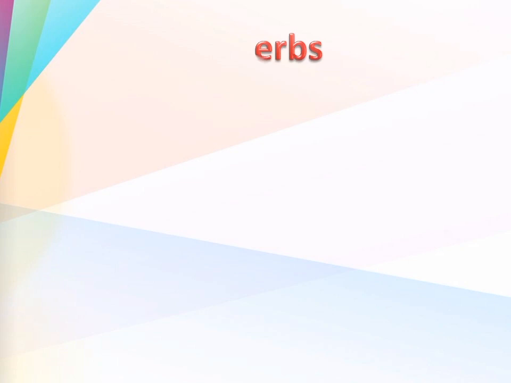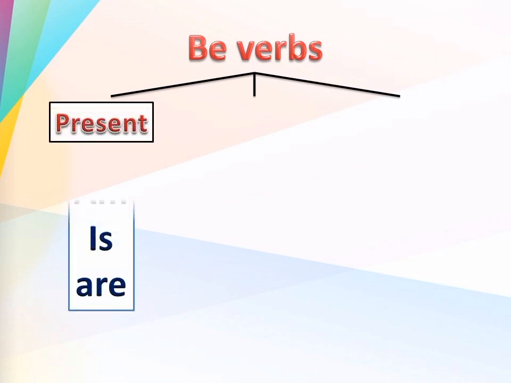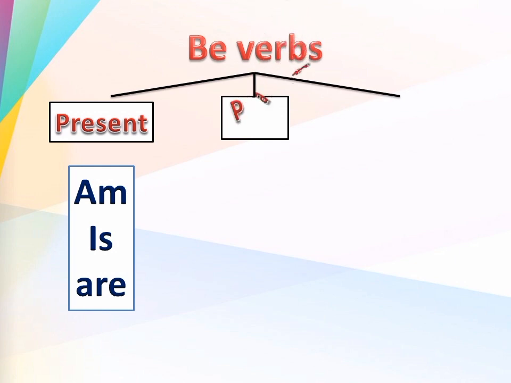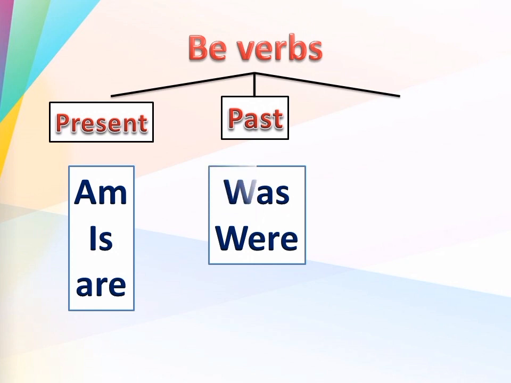Let's see what kind of be verbs there are. We can divide the be verbs in 3 tenses. First one is present tense. Present form be verbs are am, is, are. Second one is past tense. Past form of be verbs are was, were. Third one is future tense. Future form of be verbs are will be and shall be.